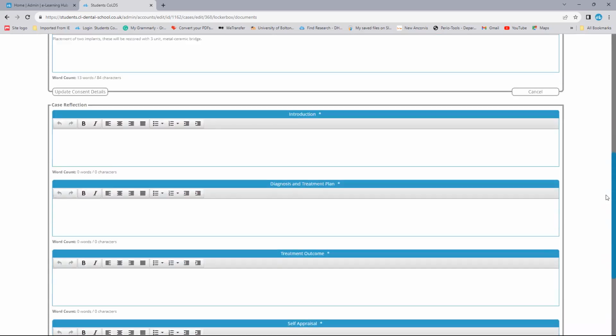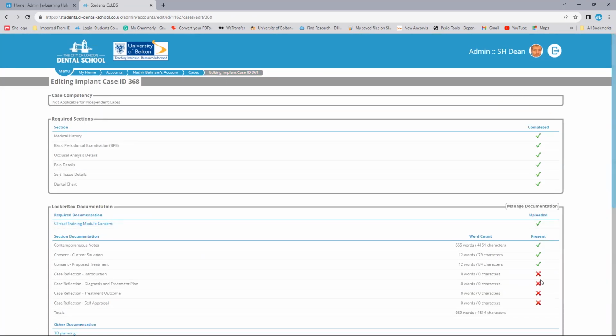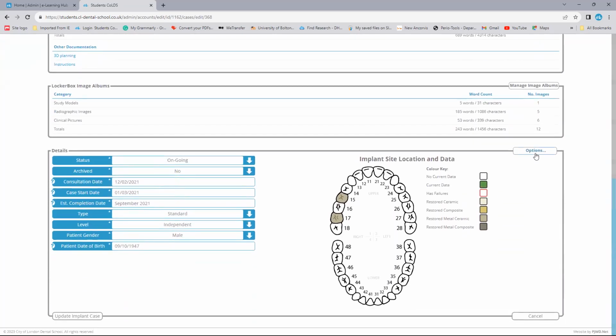Then when you've clicked that and updated it, you'll end up with all your little arrows going green. So you don't have to write masses of it. Just sit down and think about it. All these little crosses will then go green. And then you can go to your options, and click on case report if you want. Once all those boxes are green, you might find you can click on completed.